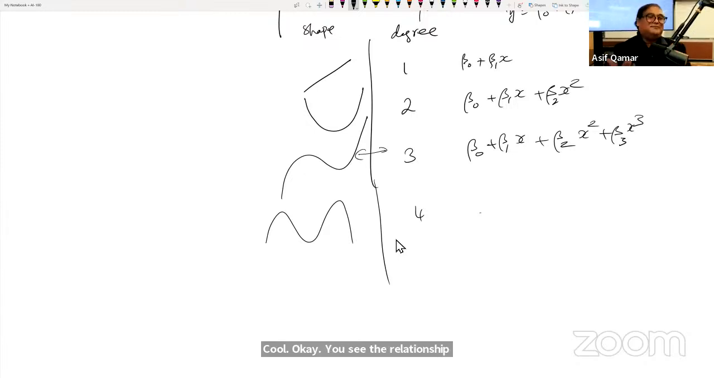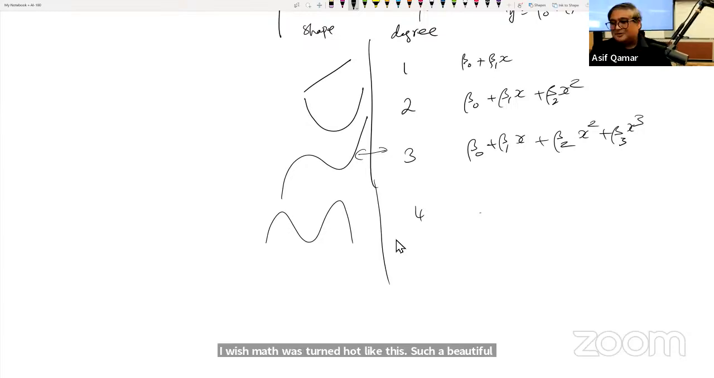This is something I wish math was taught like. It's such a beautiful subject, a very obvious subject it is. But see, now look at your thing.